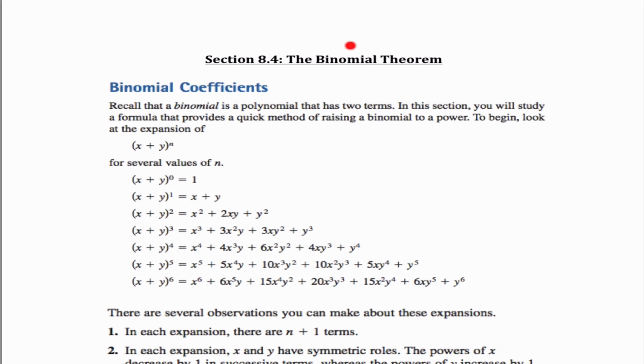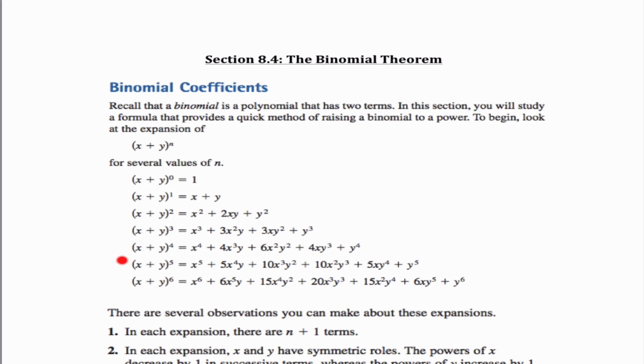And we've talked about binomials since you were in like pre-algebra, algebra 1, but this is probably the first time that you've actually heard of this concept. So we know that a binomial is a polynomial that has two terms. What we're going to be learning in this section is a formula that gives us a quick way to raise a binomial to a power.